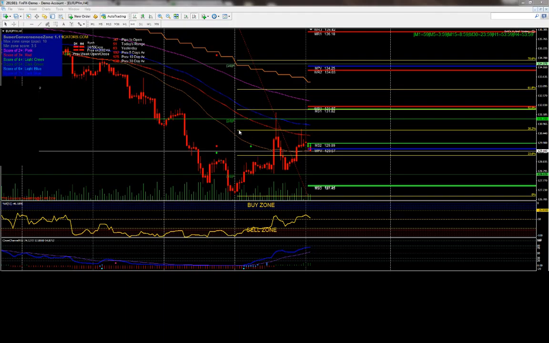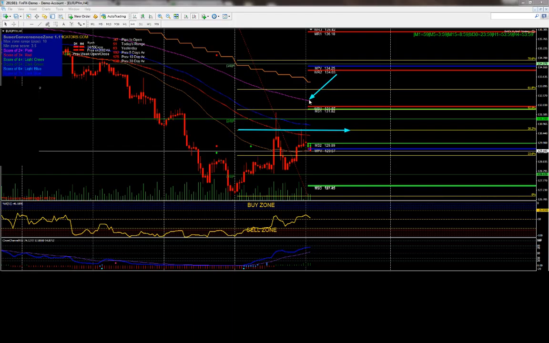Alternatively, if we don't keep moving down in that pattern, we do have the 38.2% fib, which is going to be inside the 4-hour Dynafibs. A move into that area, which is going to be roughly 130.50 to 130.60, that area could provide a short.